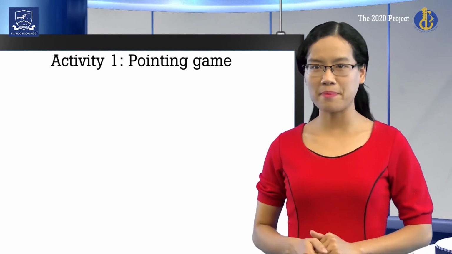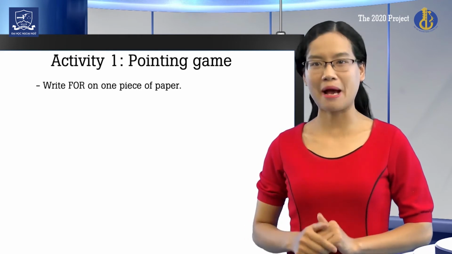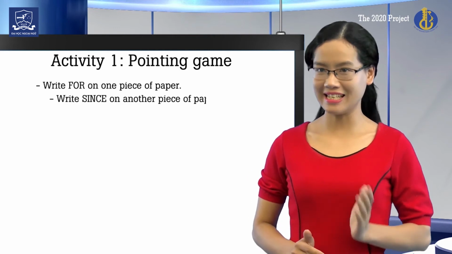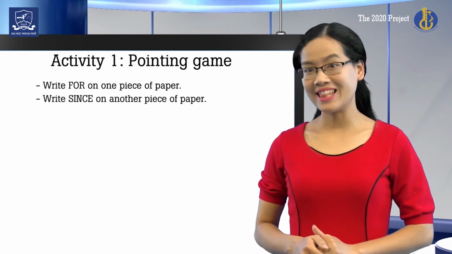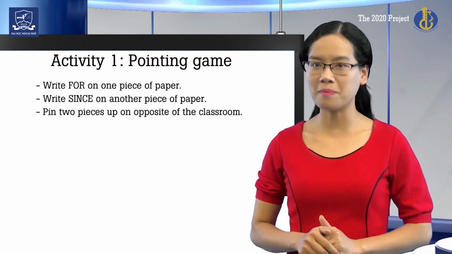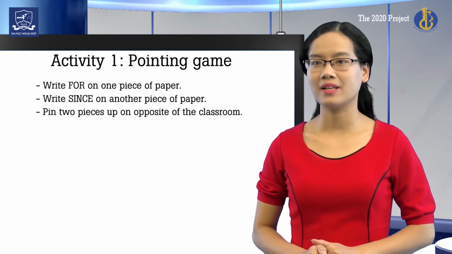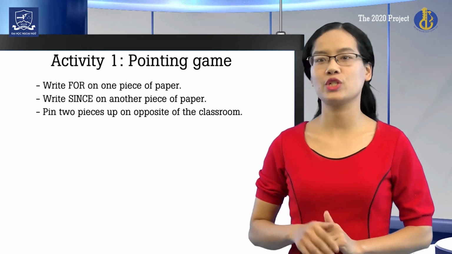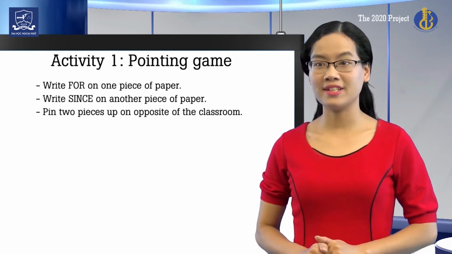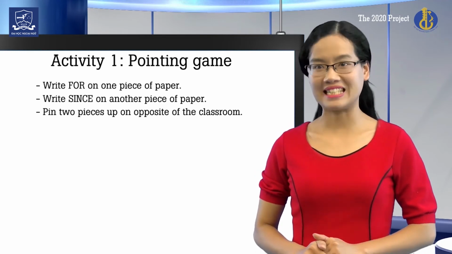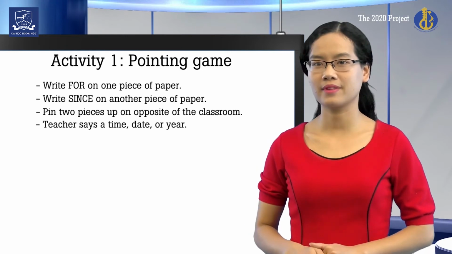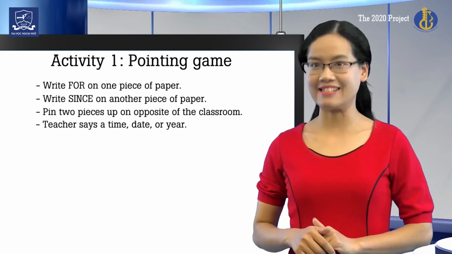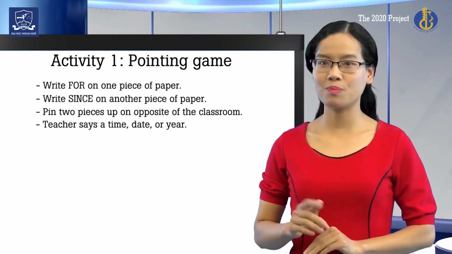On one piece of paper, write for in capital letters. On another piece of paper, write since. Pin the 2 pieces up on opposite sides of the classroom. Then, tell the students that they have to point to the correct words when you say a time, date, or year. For example, if you read out 5 years, they should point to for.